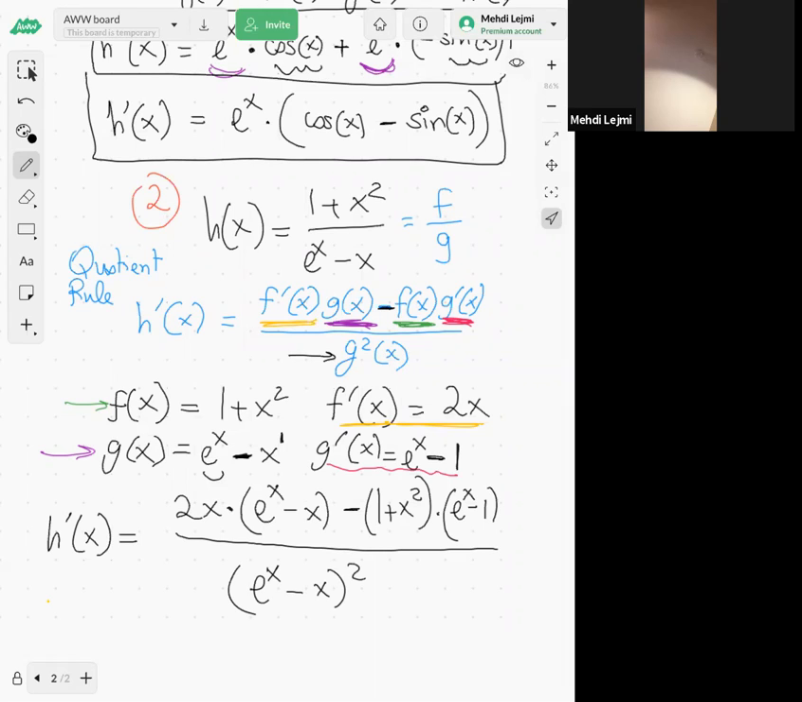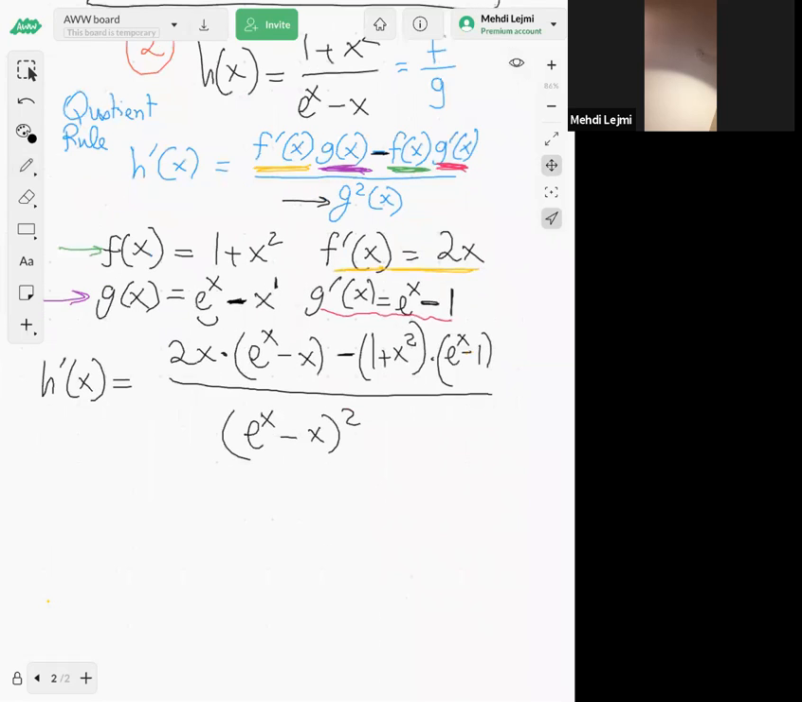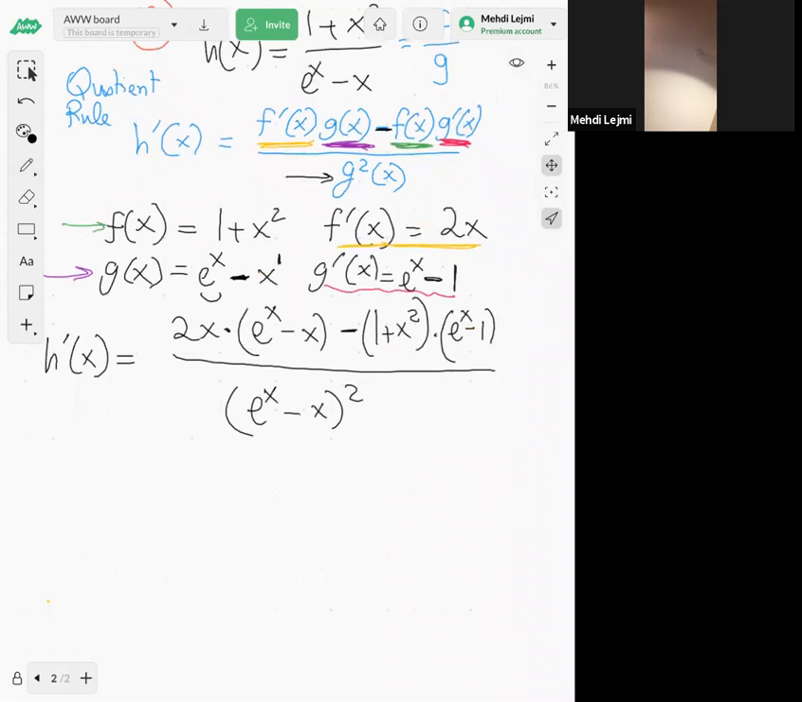All right. You can try to simplify this h prime. I mean, this is a correct answer, but you can also try to simplify, because there are probably one or two simplifications. If you distribute, this 2x times e to the x, that's 2x e to the x. There's this minus, so here's minus 2x times x, that's 2x squared, right?